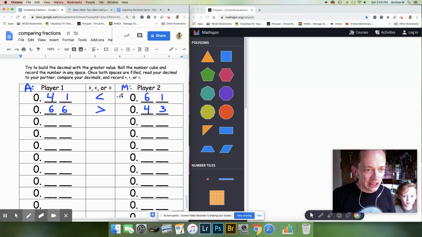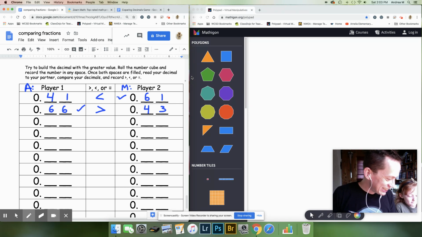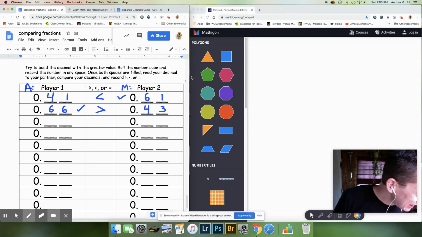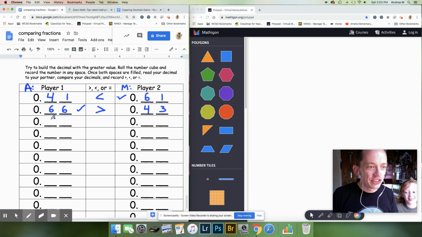I won 1. She won 1. This is the championship of decimal comparison game. All right, go ahead and roll what you had. What'd you get? 6 and 3. She had a 6 and a 3. So I'm going to put that 6 there because she wants a larger number.